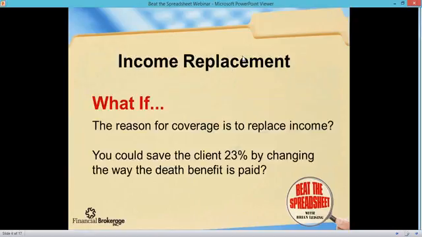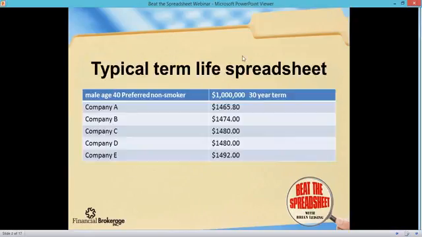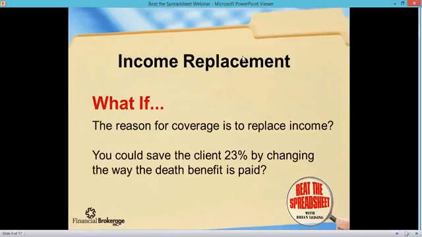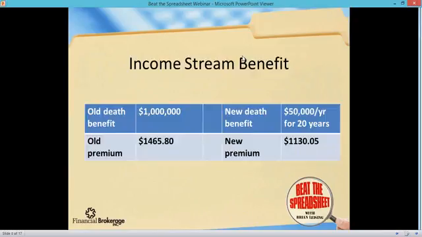I'm going to launch right into the first one here. So what if the reason for your client's coverage need is to replace their income? Well, with one simple example, we can save our client 23% off of the best price we saw on this page right here, the $1,465, and we're going to take almost a quarter off of that price. And here's how we're going to do it.